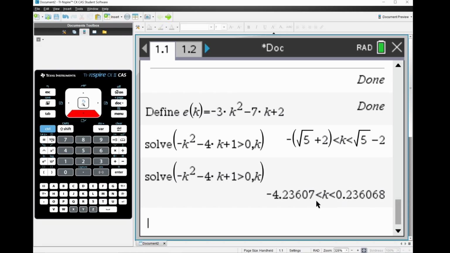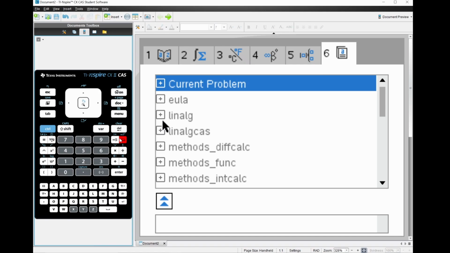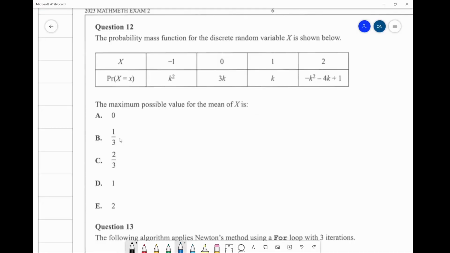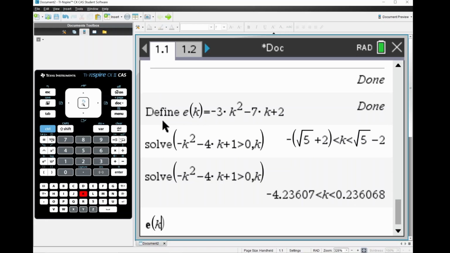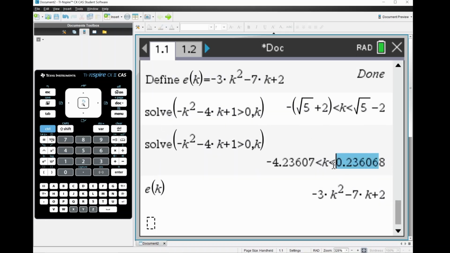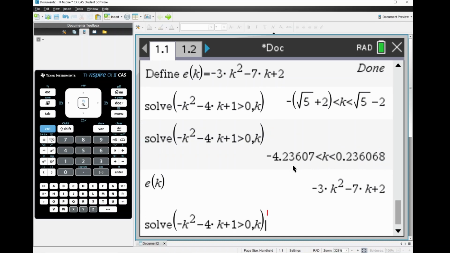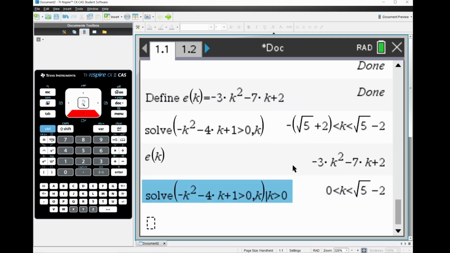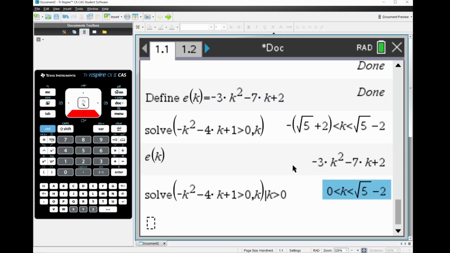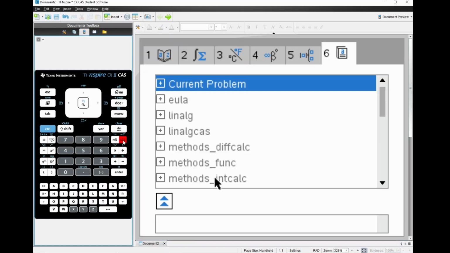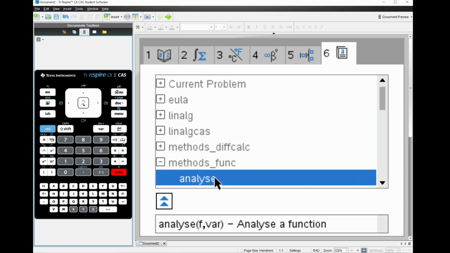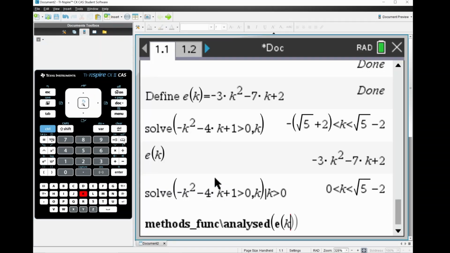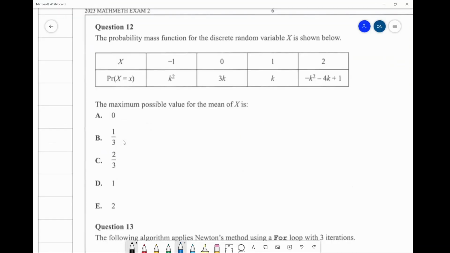Okay, so now I can use the analyze program because I basically want to find the maximum of the function e of k I have over here, restricted to this interval. Actually, I'll redo this. So we want k greater than 0. Yeah, so we want to find the maximum of e of k restricted on this interval. So we can use analyze. Where is it? Analyze, and then I'll plug in e of k, comma 0 to root 5 minus 2. And I think I'll approximate this. Oh no, we don't have to.